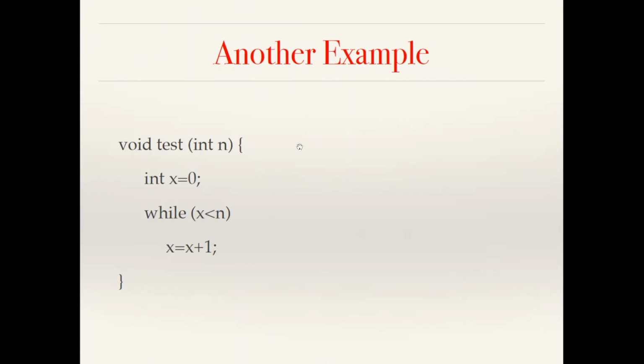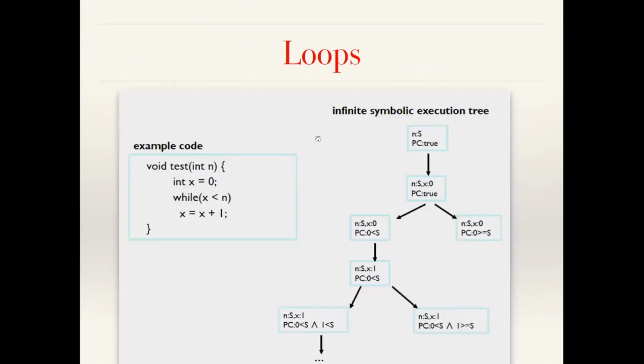So it's a bit interesting that even this simplest program might lead to a very large number of paths, and this is what I want to illustrate here. So let us see how we will execute this program symbolically, and we start with a symbolic value for the input. So we only have one input n, and the symbolic value is big S here, and the path condition is true.